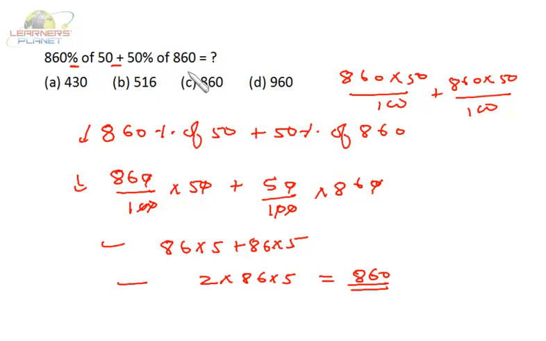That is 100% of 860. Now what is 100% of 860? It is 860 itself, isn't it? So it doesn't matter if you are calculating 860% of 50 or 50% of 860. Both the things are same. In both the cases you are multiplying 860 into 50 and dividing the entire calculation by 100. Okay, so just do smart work, don't go for these many calculations.